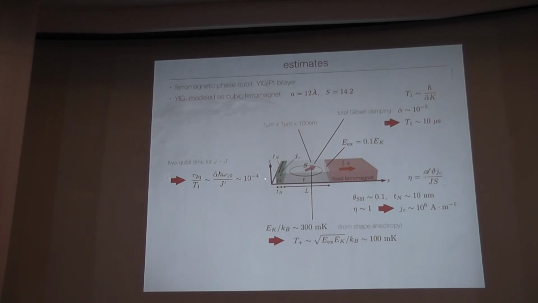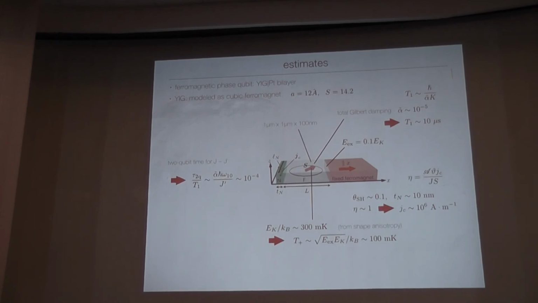Then let's assume that the inter-exchange coupling here is of the same order as the exchange coupling between this ferromagnet and the neighboring one, so J equals J prime, about the same order. Then the 2 qubit time over T1 is about 10 to the minus 4. This ratio is basically telling us, within this coherence time, how many qubit operations we can do. It's about 10 to the 4, so we can get about 10 to the 4 operations done within this time.